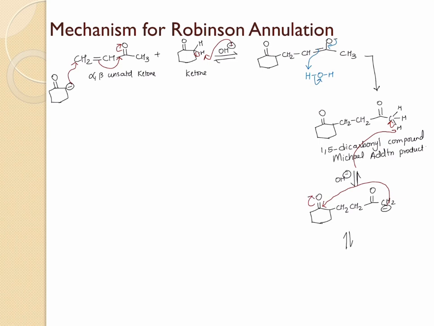Let's see how many atoms are involved in the ring. 1, 2, 3, 4, 5, 6. So it's going to form a 6-membered ring structure. Therefore, it will be two fused 6-membered ring structures.